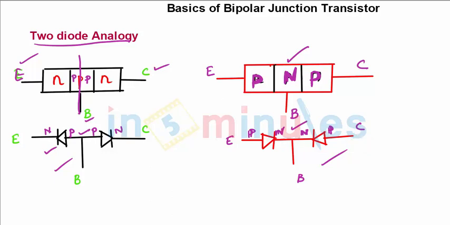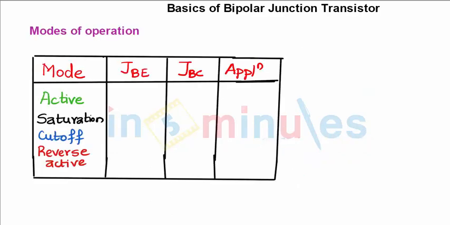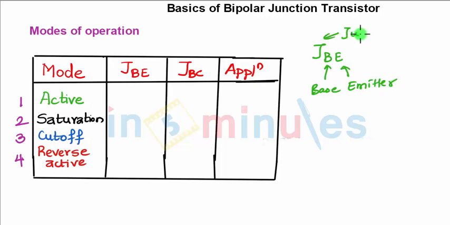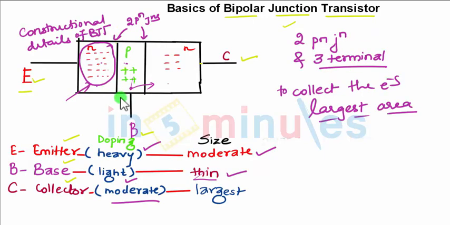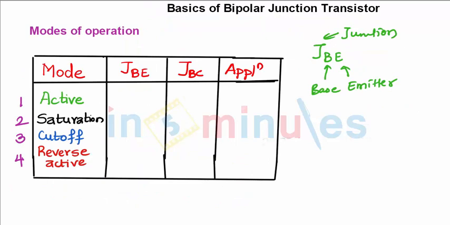Now the various operating modes of the BJT, the bipolar junction transistor, it can be operated in different modes. You can say active mode, saturation mode, cutoff mode, reverse mode. Now what are these applications? For the active region, you need to make, now what is JBE? It is the base emitter junction. When you look over here, this is your JBE. I have shown you two PN junctions, so this is your JBE, the junction between base and emitter, and this is your JBC, which is the junction between base and collector.